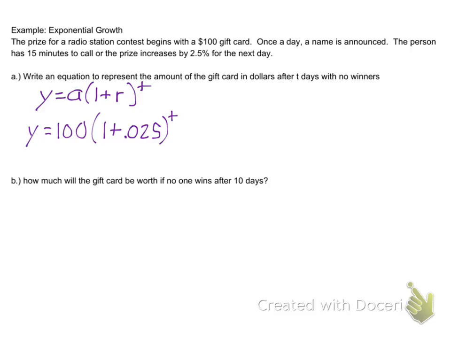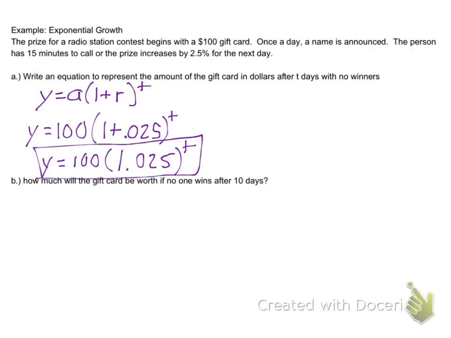Now, I don't like this. I think this can be put together. Would you guys agree with that? So, y equals 100 times 1.025^t. And that is the equation to find out how much money that gift card would be worth after t days.